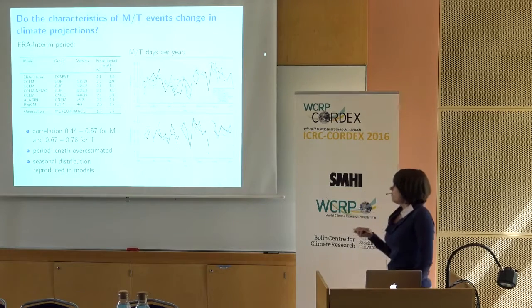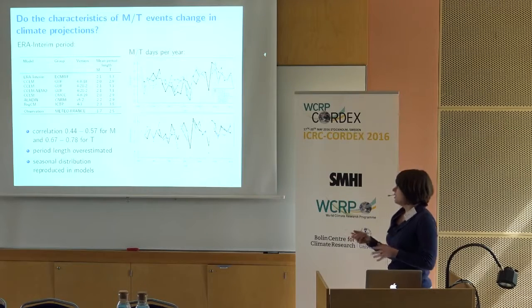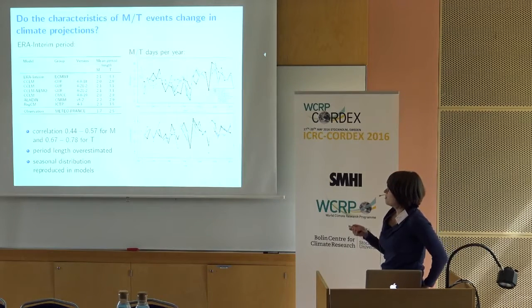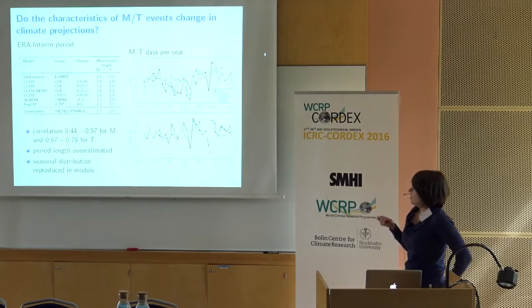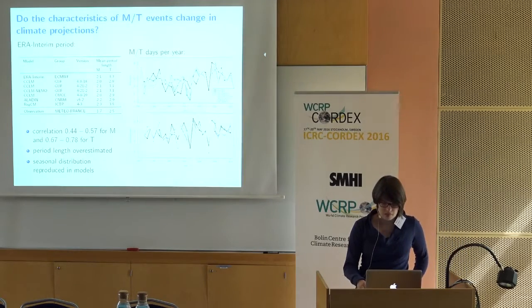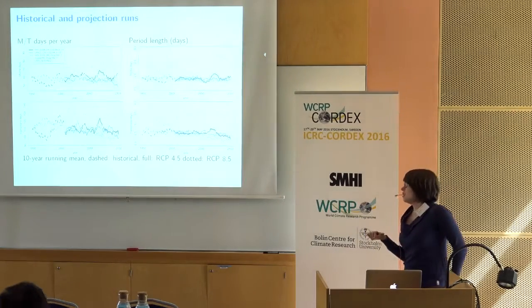But they all overestimate the period length. Period length is how many days in a row a Mistral or Tramontane occurred on average. We have 1.7 days for Mistral and 2.5 for Tramontane, and these numbers are all higher in the models. The seasonal distribution is also reproduced in the models, but I did not show this here. So now we come to the historical and projection runs.